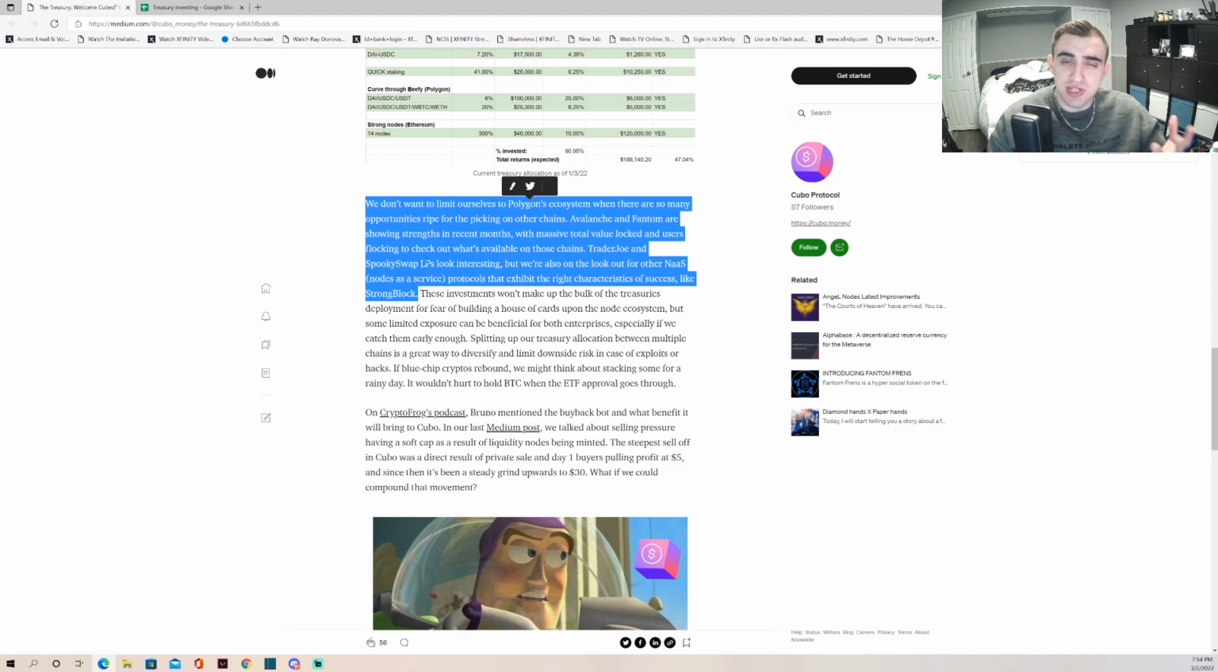I like that they want to branch out, get diversification within the treasury, and also like that they're going to go into the nodes, because I think nodes are not going anywhere, and as long as you get in the right protocol, you will be making money.